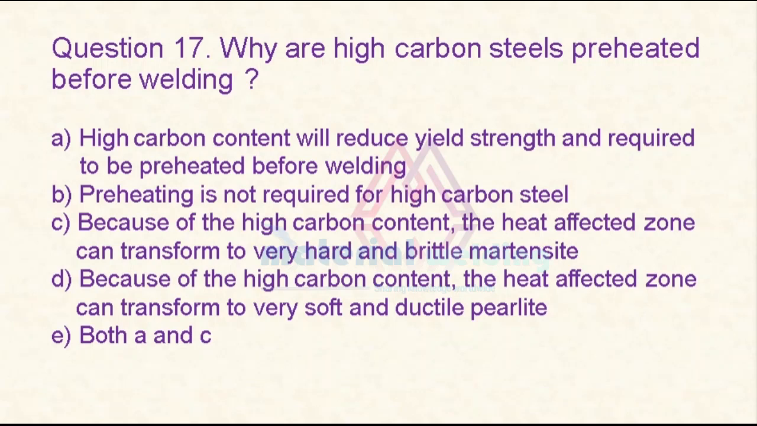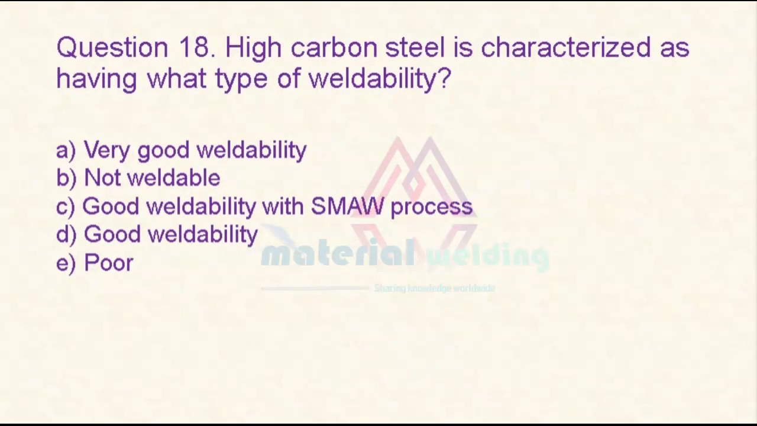Because of the high carbon content, the heat affected zone can transform to very soft and ductile pearlite. E. Both A and C. Question 18. High carbon steel is characterized as having what type of weldability? A. Very good weldability. B. Not weldable. C. Good weldability with small process. D. Good weldability. E. Poor.